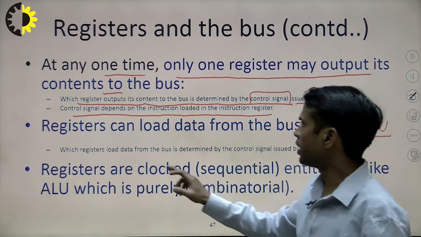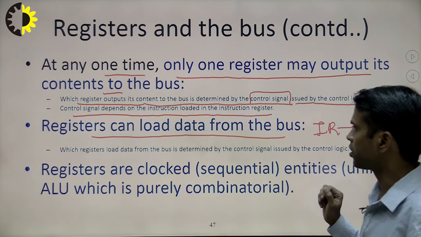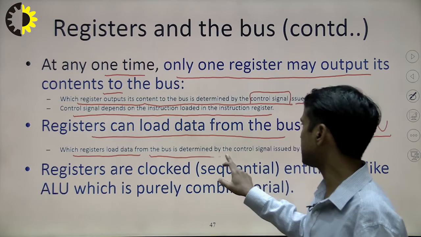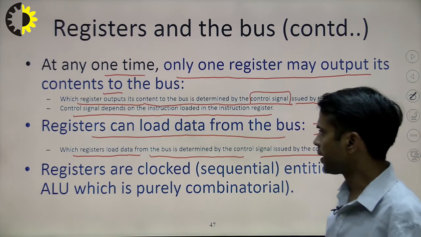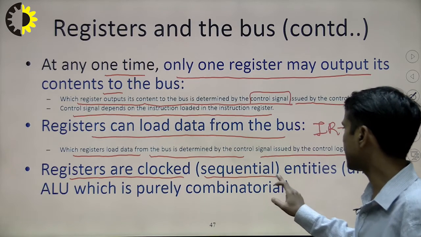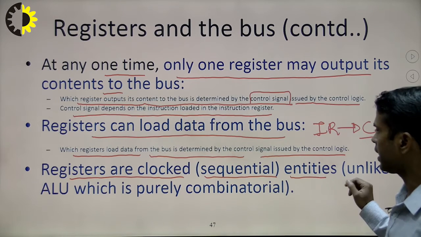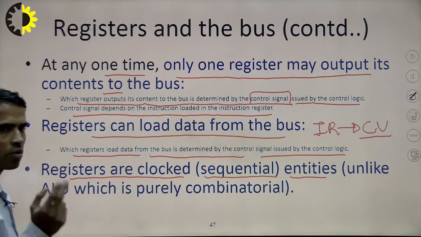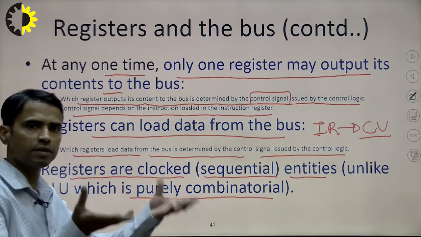Okay. So, a register can load the data from the bus under the control of the control unit. So, certainly this data will be loaded to the bus and it is controlled by the control unit. Further, registers are clocked, meaning they work under some sequence. That is why they are called sequential entities, unlike other units which do not have a clock, they do not work under the clock signal, rather they purely work in a combinational fashion. As input arrives, it will generate the output.